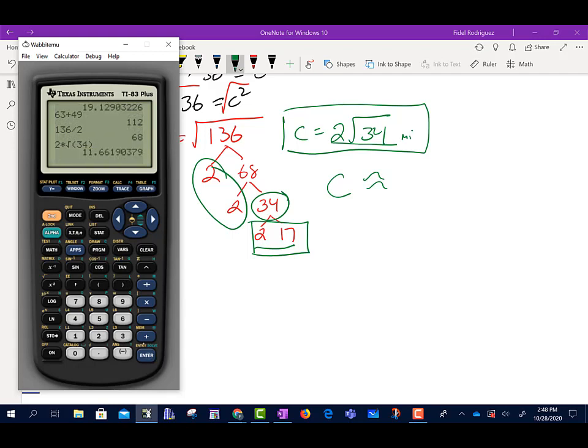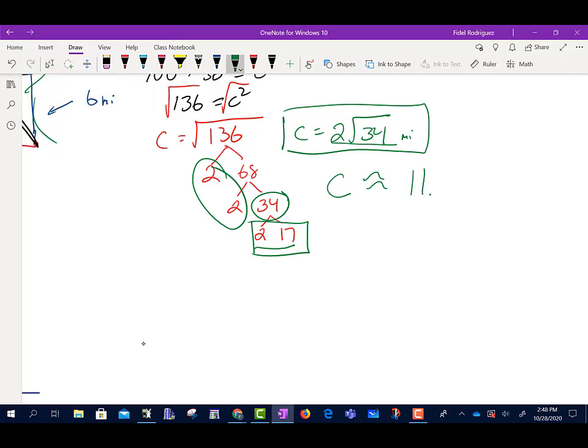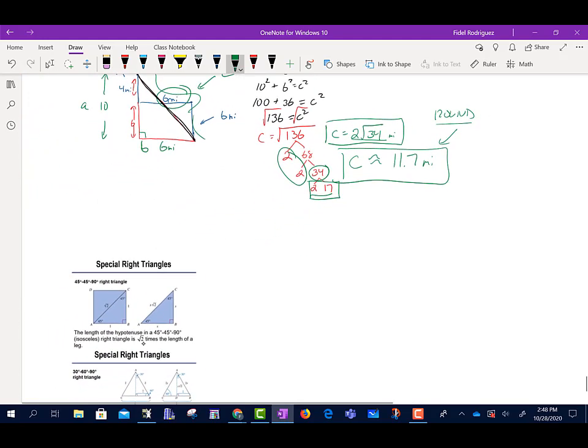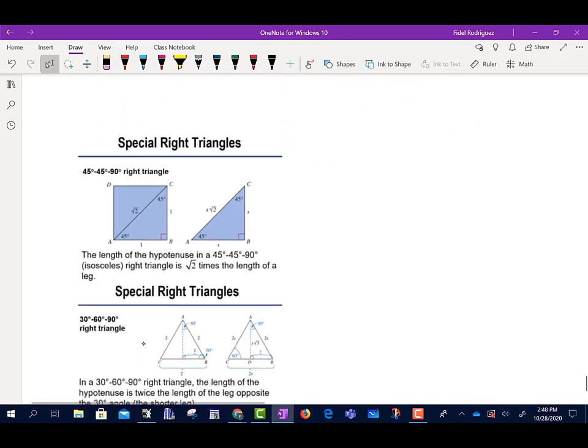And suppose it told me to round to 1 decimal place. If I have 11.66, I would actually have to write 11.7 miles, okay? So I'm just doing this here in case it asks you to do some kind of rounding. You'll have to look at the directions, and if it asks you to round, then you'll want to go ahead and do that. If it doesn't ask you to round, then you'll be okay.